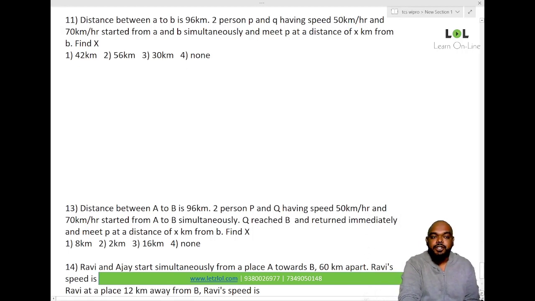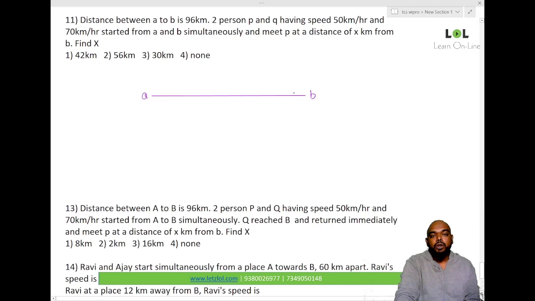What do I have in the question? Distance between A and B is 96 kilometers. It means there are 2 points, A and B. Distance between them is how much? 96 kilometers. Let us call this point A and this point B.